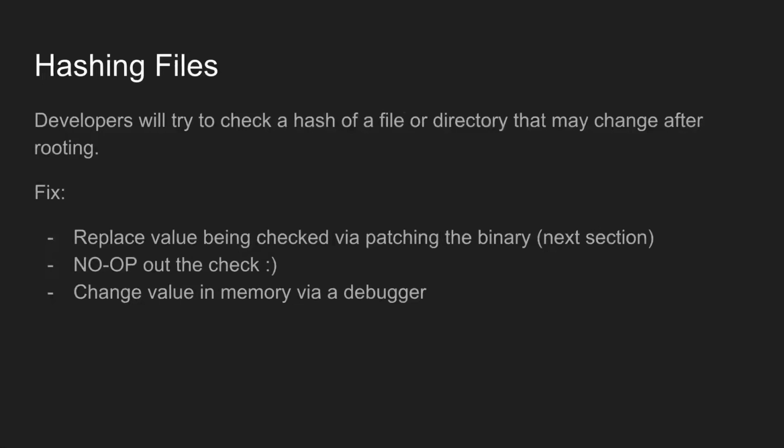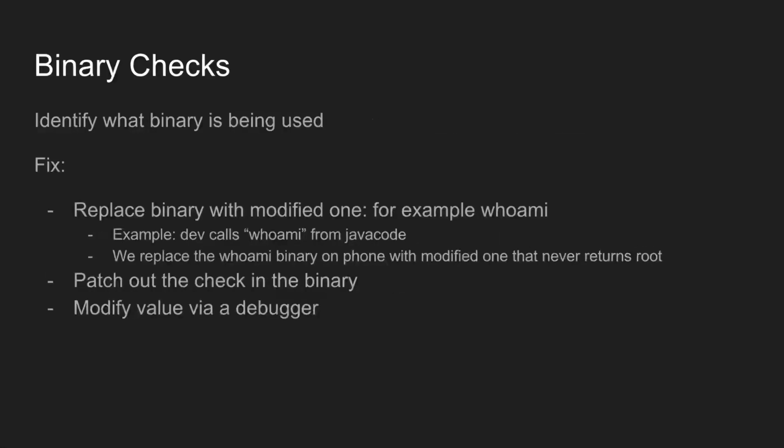Smart devs will actually try to hash the file. They will go through all the iterations they can find on the internet of su or Superuser.apk, get a hash of those, right? And then check for those. So you could get around this a few ways. You could recompile su, change a little bit of it. It's going to have a hash that's not public. That's one. One of the steps we'll get to in the next section is you could actually patch out or no-op these checks. Or we could change the value of a check in the debugger as well.